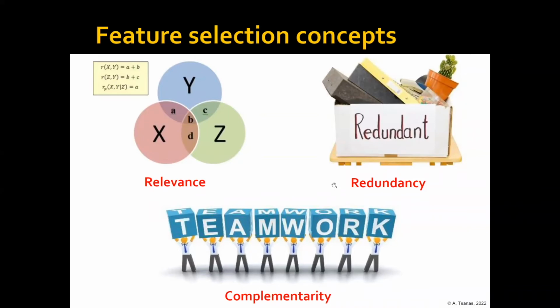Redundancy means how two potential candidate variables might actually be contributing pretty much the same information, and therefore you may want to eliminate one of the two, or more if you're talking about higher dimensional spaces. The third key concept is complementarity, which is about combining different variables so that you get something better than the sum of its parts.